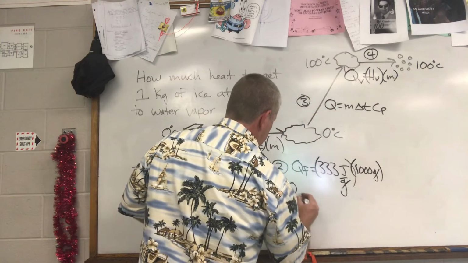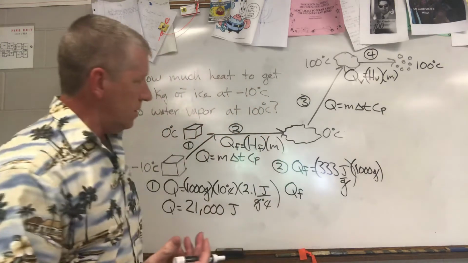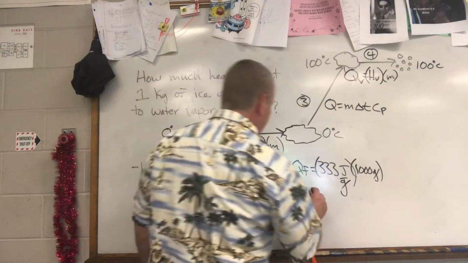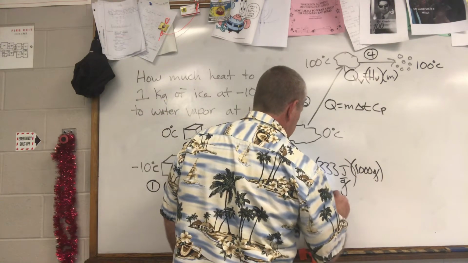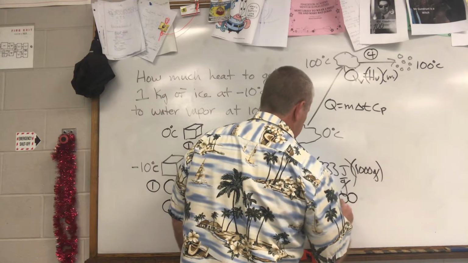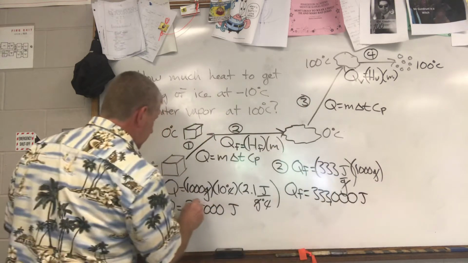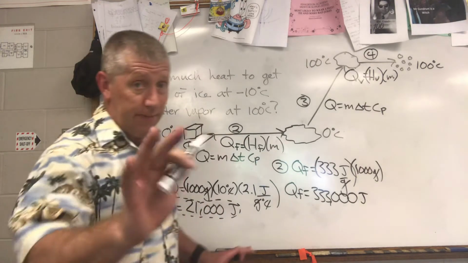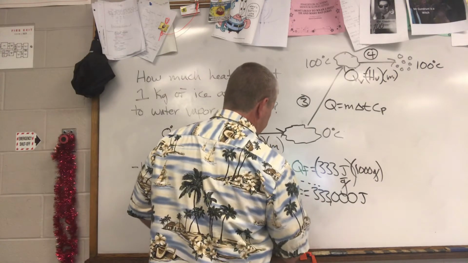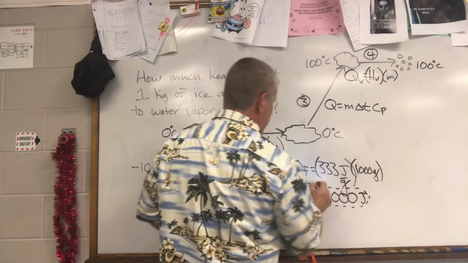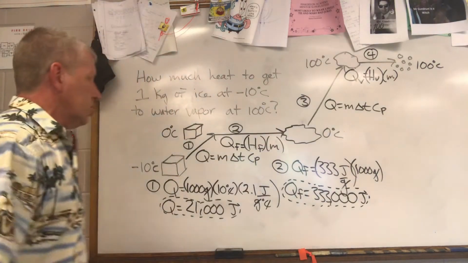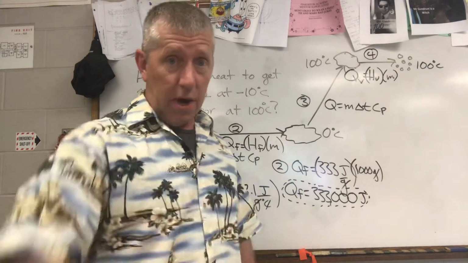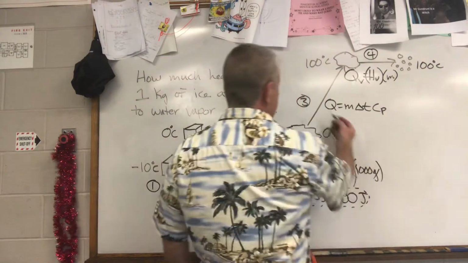The heat that it takes to melt the ice will be 1,000 times 333, which is 333,000 joules. Now I'm going to circle these, but with dotted circles. When I do dotted circles, that means I found something, I calculated something, but it's not the final answer. So we've done 2 calculations out of the 4. We're halfway there. Hang in there, people. Come on, let's go. Step 3.